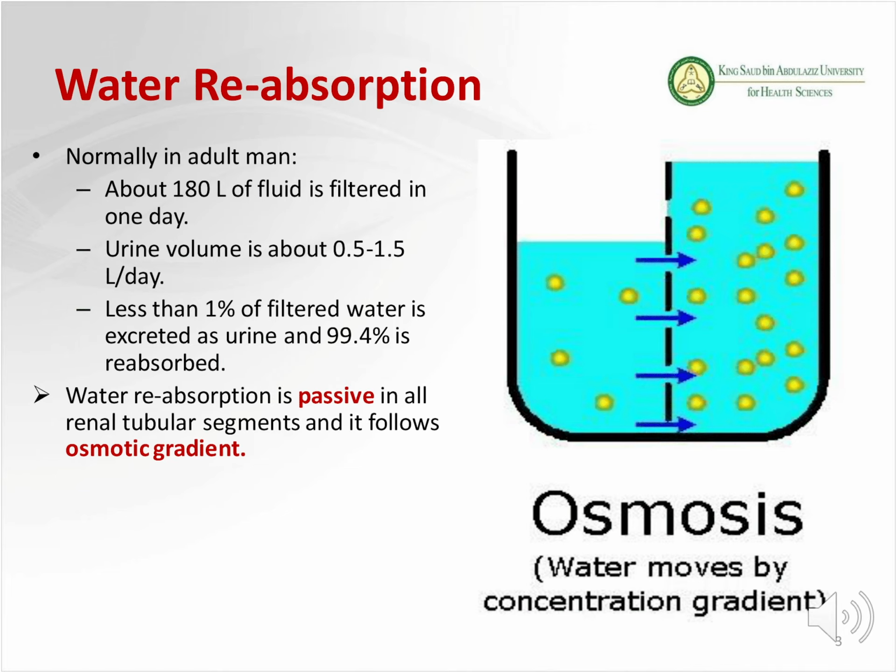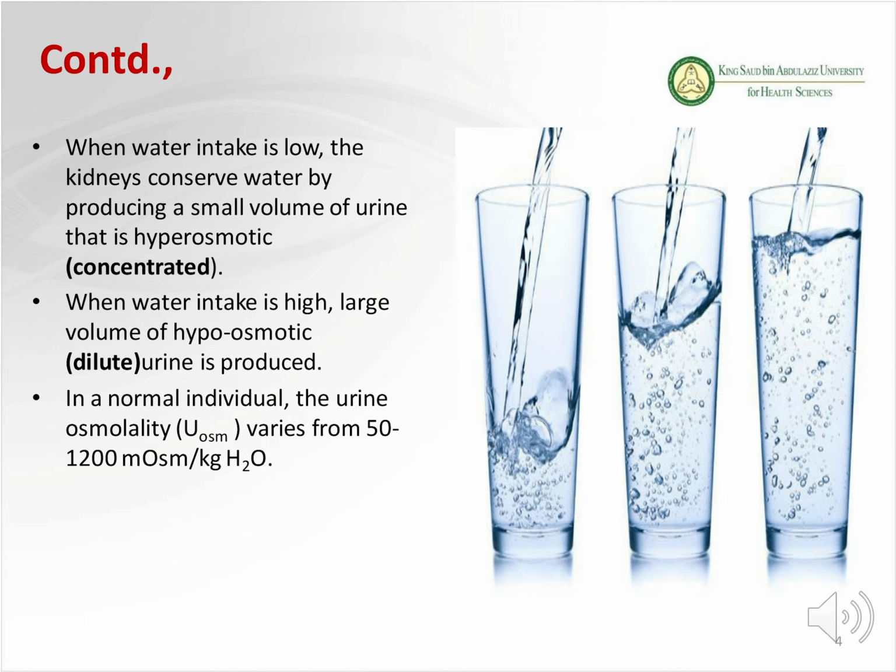Water reabsorption is passive. In the renal tubule segments, it flows along an osmotic gradient. So water moves by the concentration gradient. Generally, when water intake is low, the kidney conserves water by producing a small volume of urine, which is hyperosmotic, or concentrated, urine. When your water intake is high, when you drink a large amount of water, then a large volume of hypoosmotic, or diluted, urine is produced.